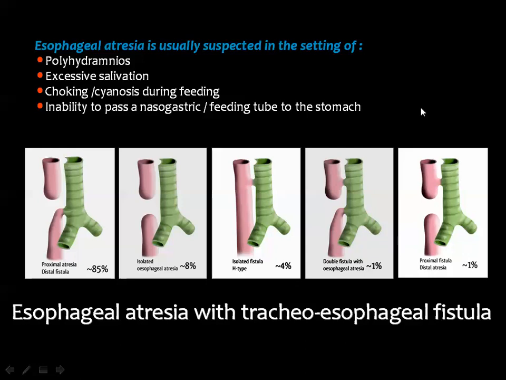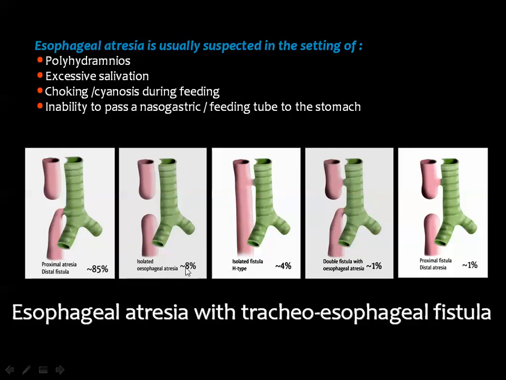Esophageal atresia is suspected in cases of polyhydramnios, excessive salivation, choking or cyanosis during feeding, and inability to pass the nasogastric tube or a feeding tube to the stomach. The most common type is this one, which represents about 85% of the cases, where you have a blind proximal esophageal pouch with fistulous communication between the distal part of the esophagus and the trachea.